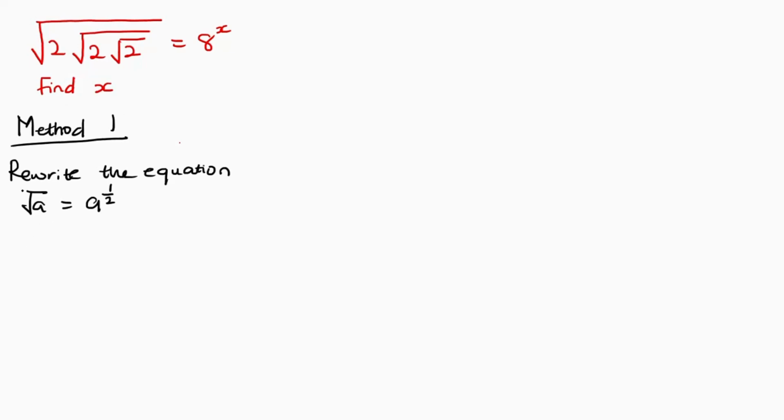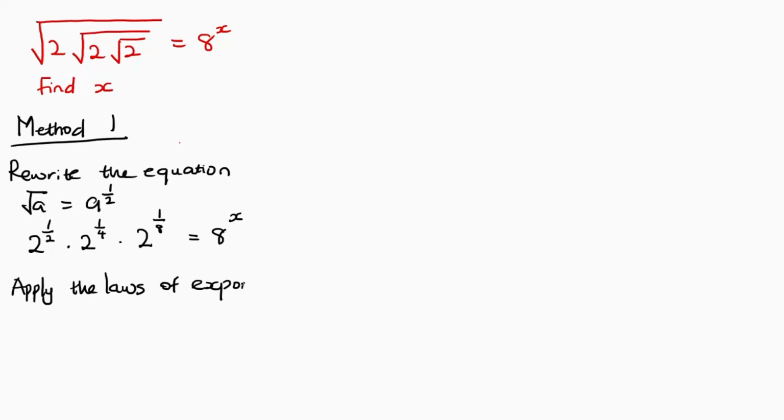So for the first root, we have 2 raised to the power of 1 over 2. Multiply the second root, we have 2 raised to the power of 1 over 4. And the third root, we have 2 raised to the power of 1 over 8, which is equal to 8 raised to the power of x. Next is to simply apply the laws of exponents to combine the terms on the left-hand side of the equation. So applying the law of exponents, we have 2 raised to the power of 1 over 2 plus 1 over 4 plus 1 over 8 equal to 8 raised to the power of x.